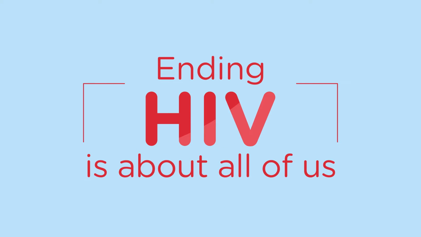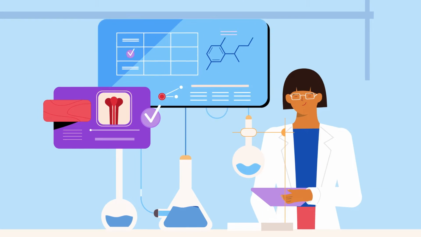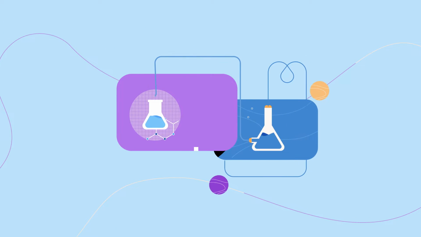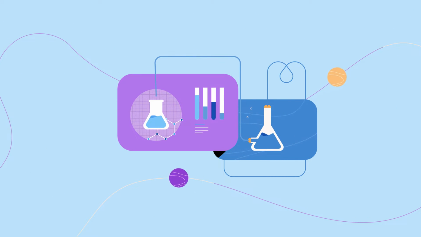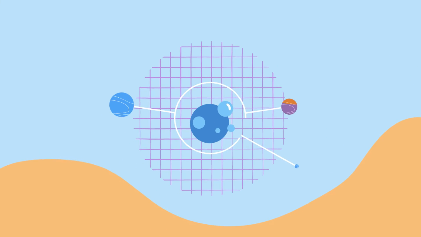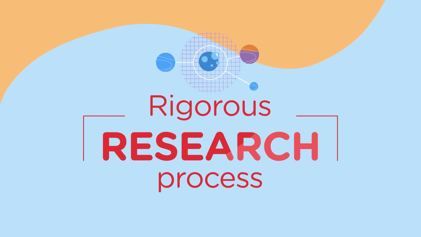Ending HIV is about all of us, because after over 40 years of research, we've learned valuable information that may help researchers find an HIV vaccine. Let's start with the basics. A vaccine is a substance that teaches your body how to recognize and prevent a particular infection or fight a disease. To be approved and accessible to the public, it needs to go through a very rigorous research process.